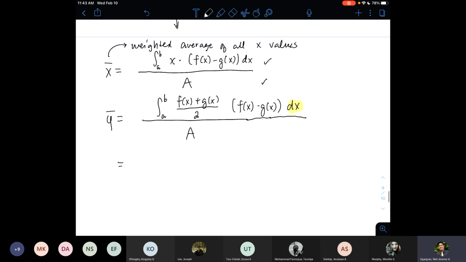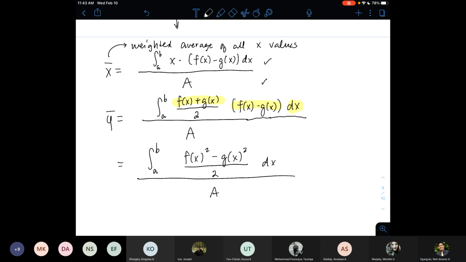Or perhaps you might be more familiar with this form for y bar. If you multiply this by this, you will have f of x squared minus g of x squared all over 2 dx all over A. So you can either do this or do this. They're equivalent. The second one is just a simplified version of the first one. All right.